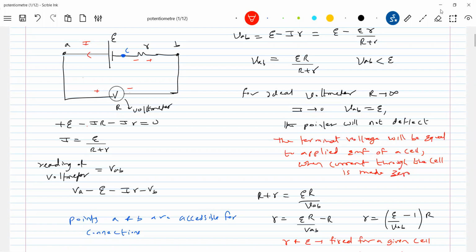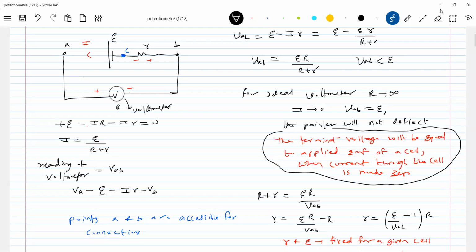So now how to measure the EMF of a cell? A cell whose EMF you want to measure, see that the current through that cell is zero, then you measure terminal voltage, that will become equal to applied EMF. This is the idea, which I'm going to use. I'll construct a circuit where I'll be using this idea. So call this idea one to measure EMF of a cell.